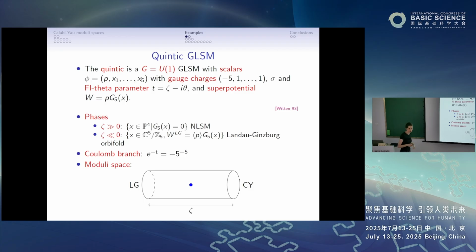So with this data, you can write down explicitly the D-term and F-term equations, which I will not do, and you can analyze the vacuum of the theory. And that will be sensitive to the sign of the FI parameter. So when the FI parameter is positive, the solutions to the D-term and F-term equations on the Higgs branch will tell you that the P field is set to 0, and the x's get constrained to live on a P4, and actually on a quintic hypersurface in P4. So the vacuum manifold of this GLSM is the quintic itself.